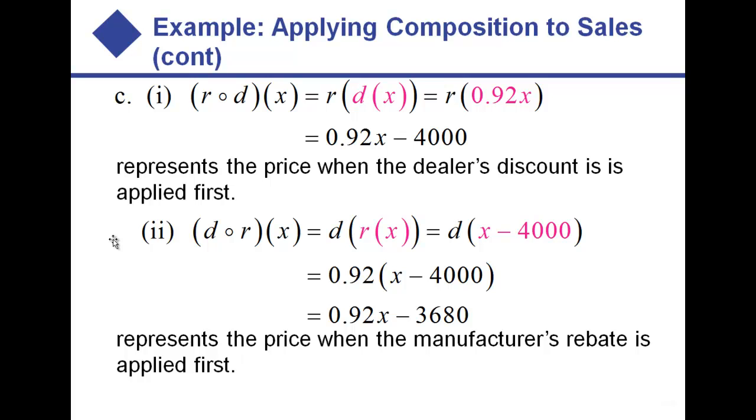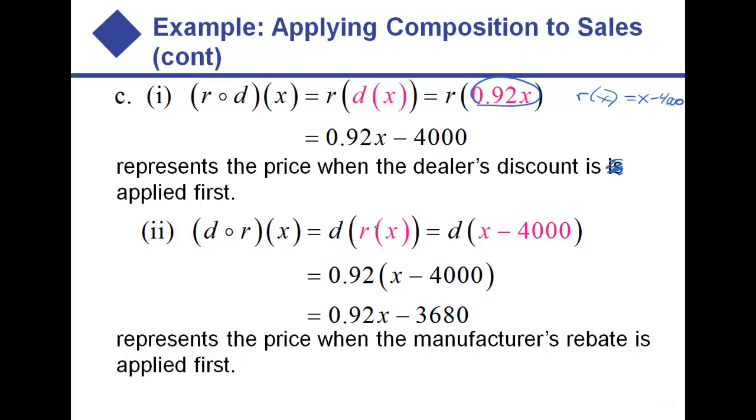Now R of D. So R of D says take the D function and put it into the R function. The D function was the dealer's discount, right, which was the 92%. Then we're going to take the R of that, and the R function, if you don't remember, was simply x minus 4,000. So that's how you get this. And this represents the price when the dealer's discount is applied first. So first we discount the car by 8%, then give you a rebate.